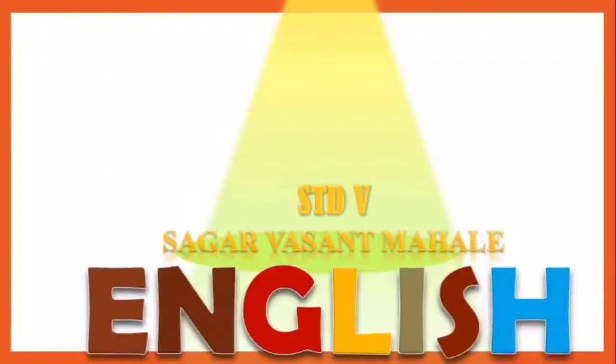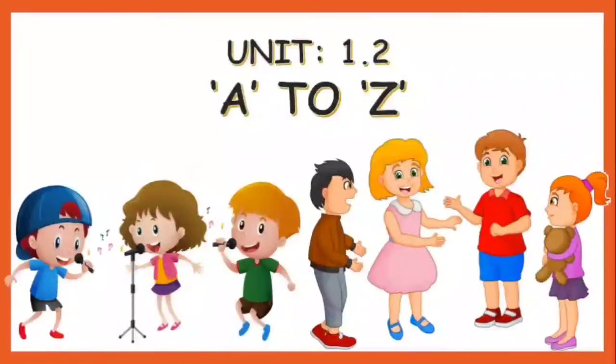Today we are going to learn A to Z. Oh, it's very simple. Everybody knows the alphabets from A to Z. So our Unit 1.2 is alphabets from A to Z. Now we are also going to play a few games, like identify the animals. Let's see.